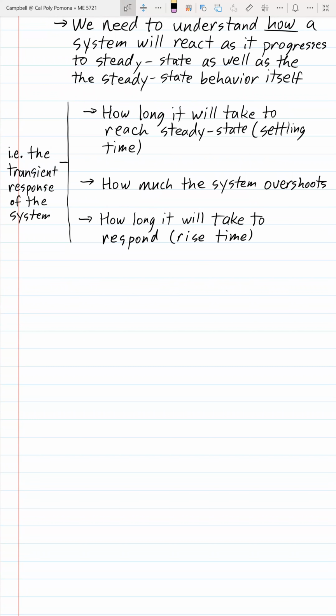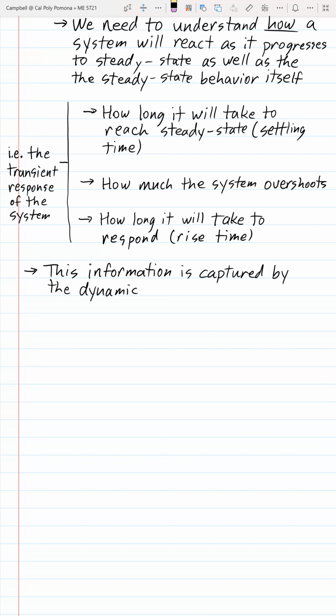So when we are trying to figure out how the system is going to behave, of course, and here I'll say it this way, this information is captured by the dynamic model of the system.